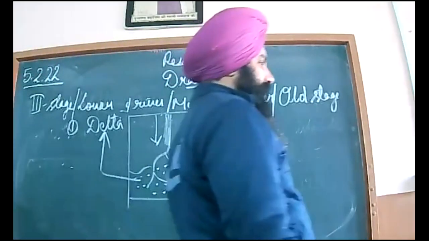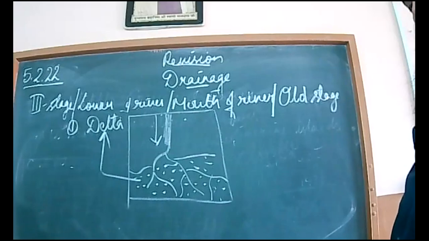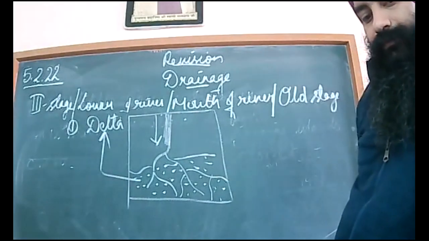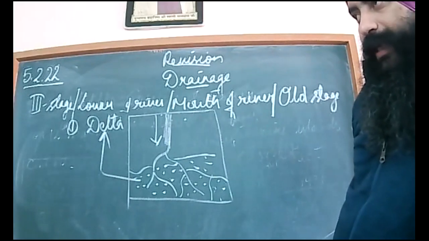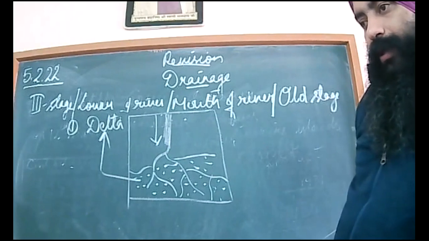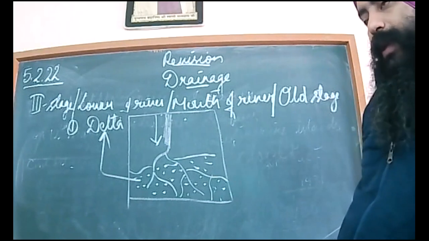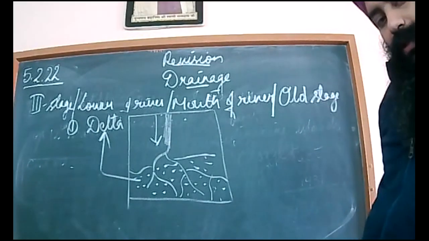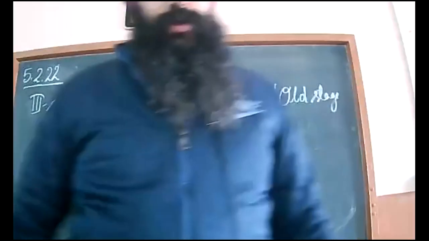Deltas are rich in alluvial soils. Example, Sundarbans, formed in Bangladesh and West Bengal of India at the banks of Ganga and Brahmaputra. Clear? Next is a distributary, not the tributary, Gushan.